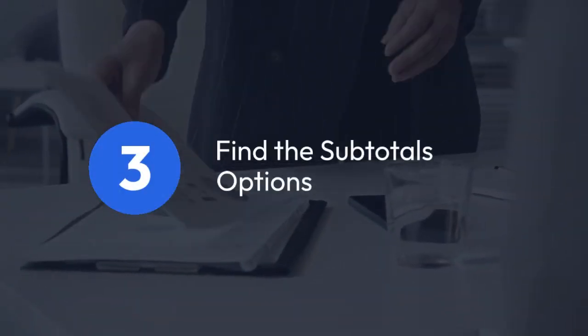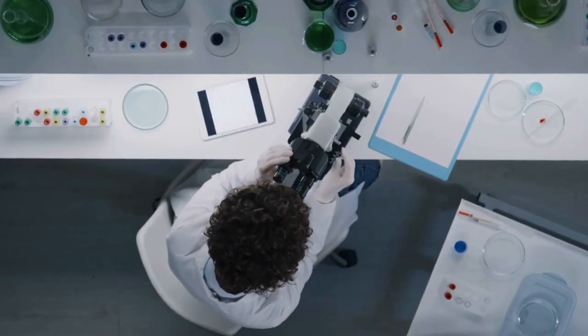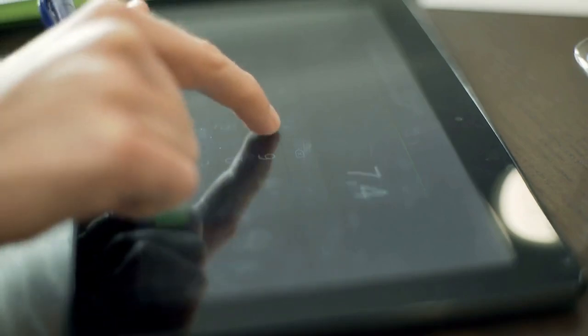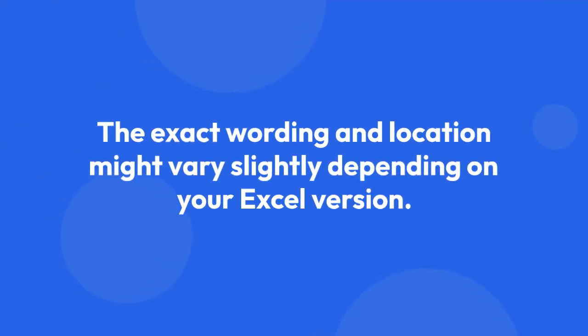3. Find the Subtotals options. In the Analyze tab, look for a group of options related to fields. These will often be under a section titled Subtotals, or Totals and Filters. The exact wording and location might vary slightly depending on your Excel version.